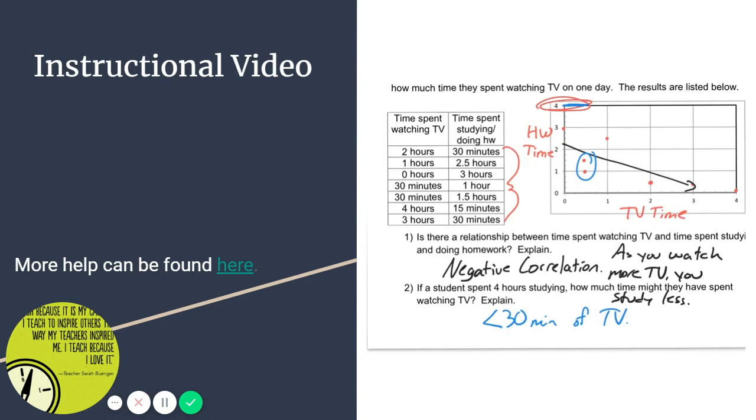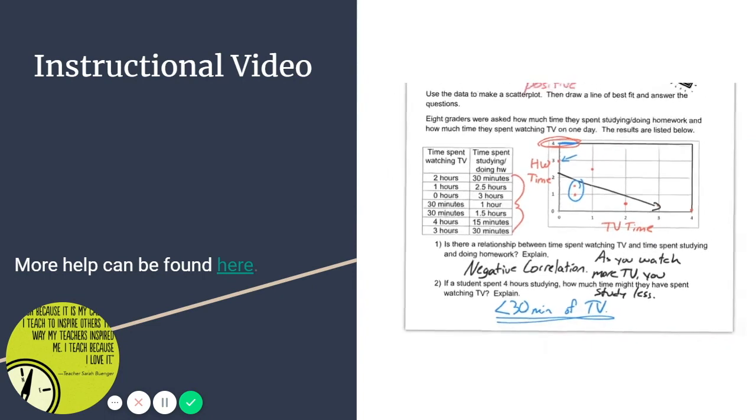So we can say that you can maybe watch 10, 15, 20 minutes of TV and still be able to get 4 hours of homework time in, even though one person never watched TV and got 3 hours in. So it's just that estimation, it's just that reasonableness that's about reading scatterplots and creating scatterplots. So that's going to be our review today on scatterplots and correlation.